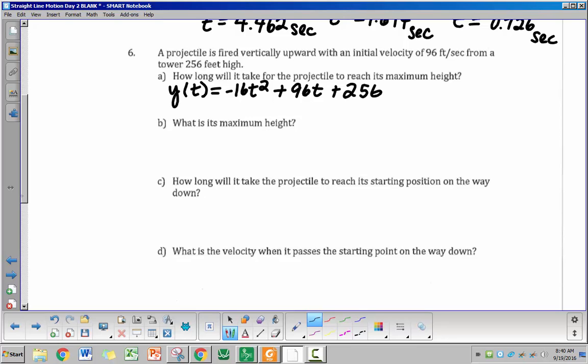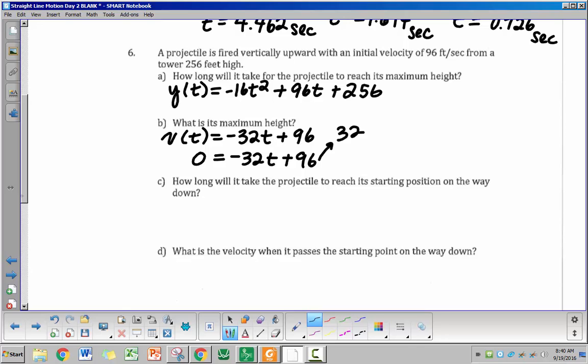How do I find a maximum height? Velocity equal to 0. You guys are getting that. I love it. Okay, so v of t is the derivative of position, which is negative 32t plus 96. Set that equal to 0. So 32t equals 96. So t equals 3. Now that's not the question though, that's when it gets there.